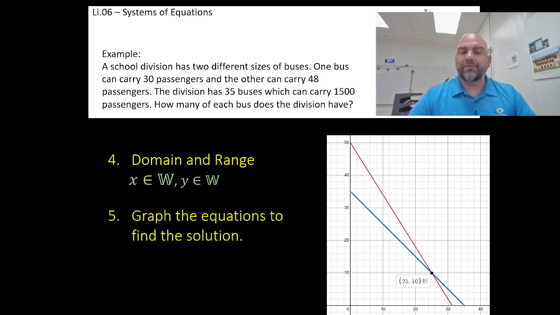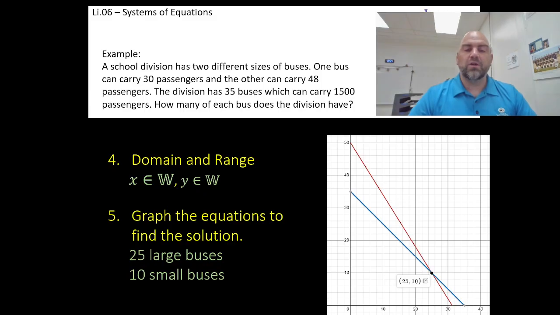With the graph, you'll notice that meeting point. Remember that x is our large buses, so because the 25 is in x, that's our large buses, and then 10 is our small buses because it's in y. So our solution is that there are 25 large buses and 10 small buses. This is the only solution that's going to work for all the information that we're given. Any other solution might work for one or the other, but it's not going to work for both of them. This is the only one that works for both.